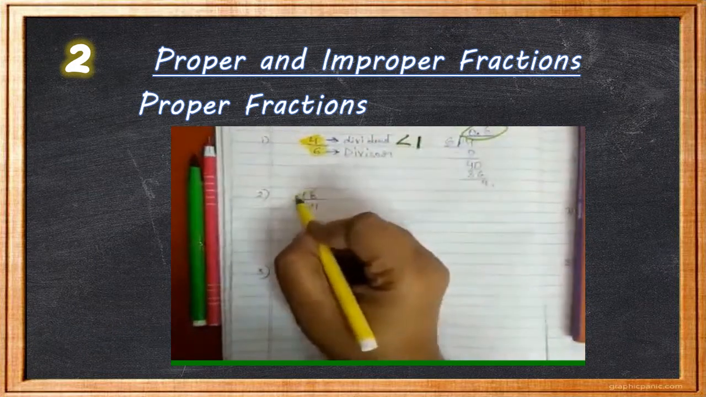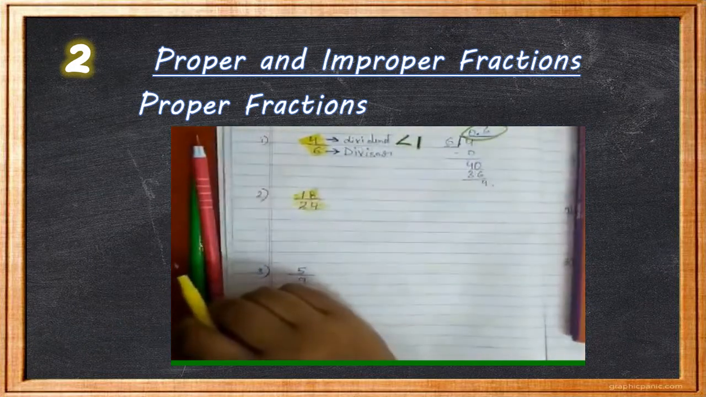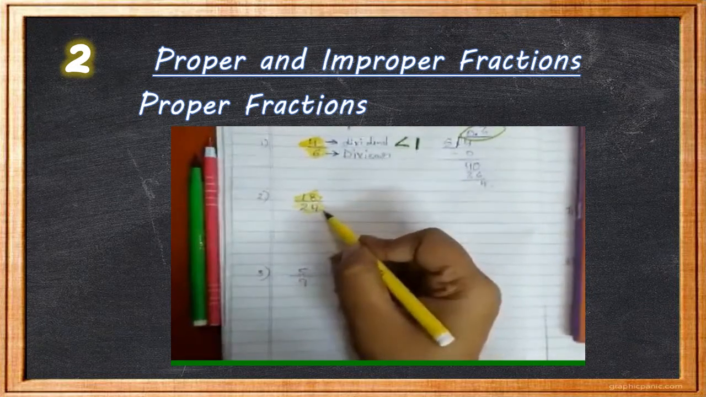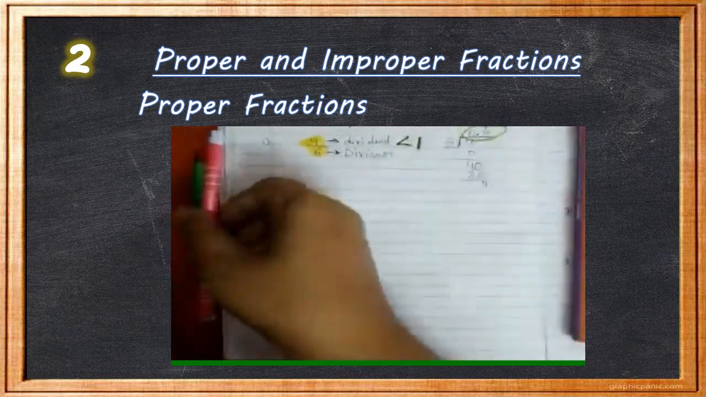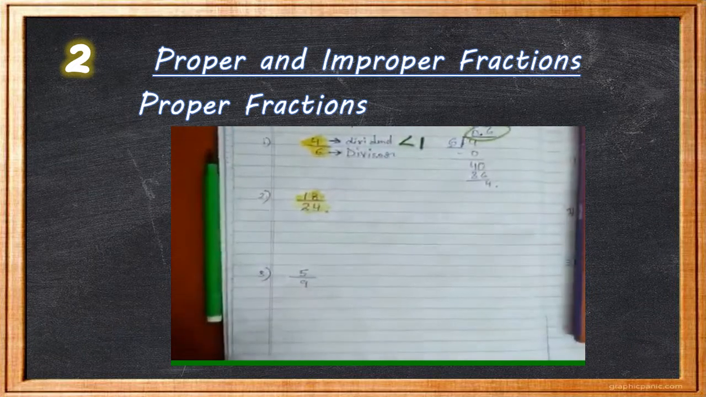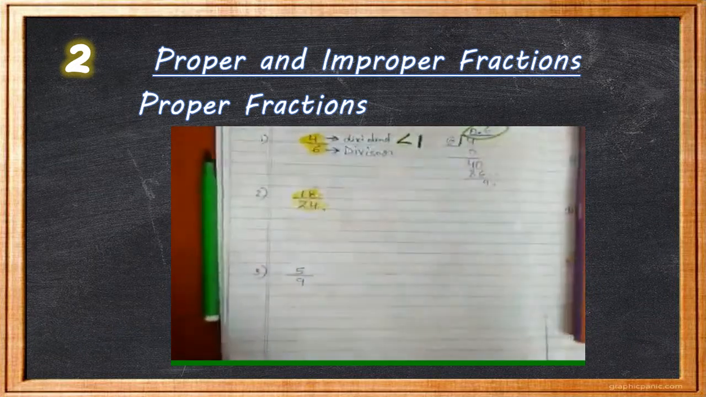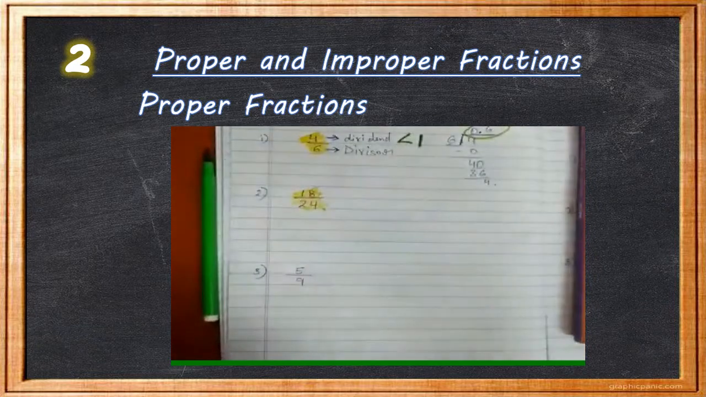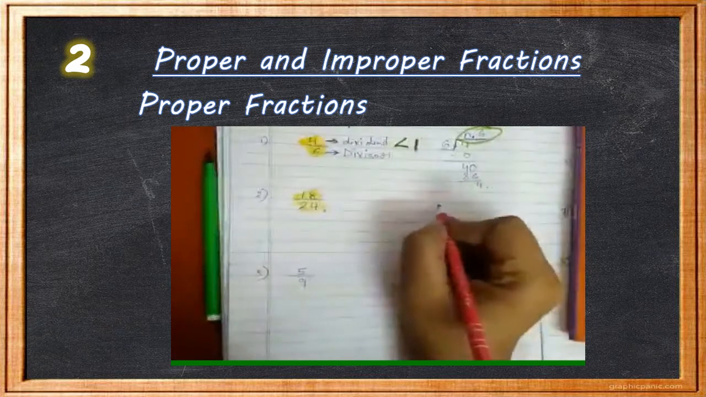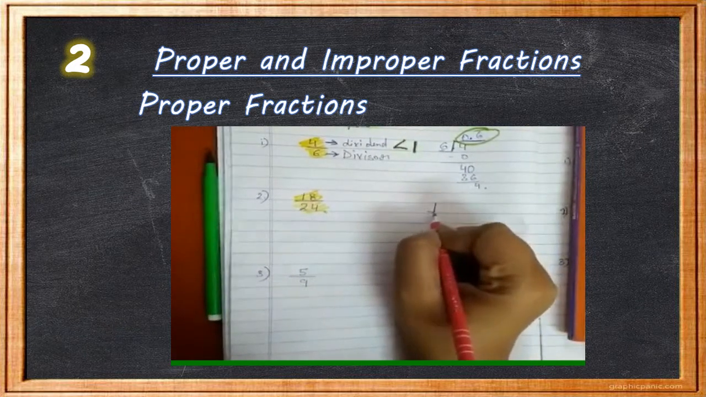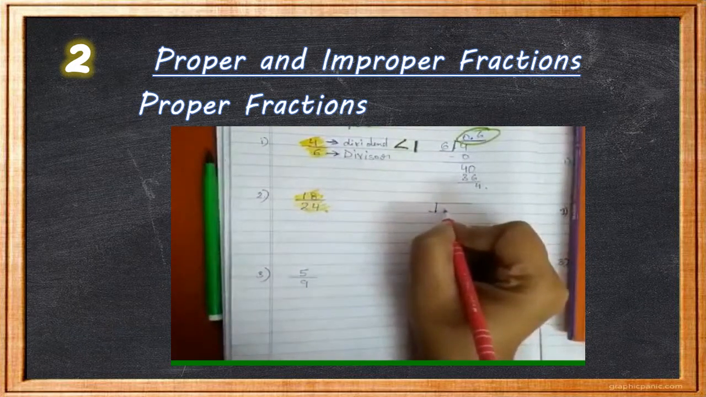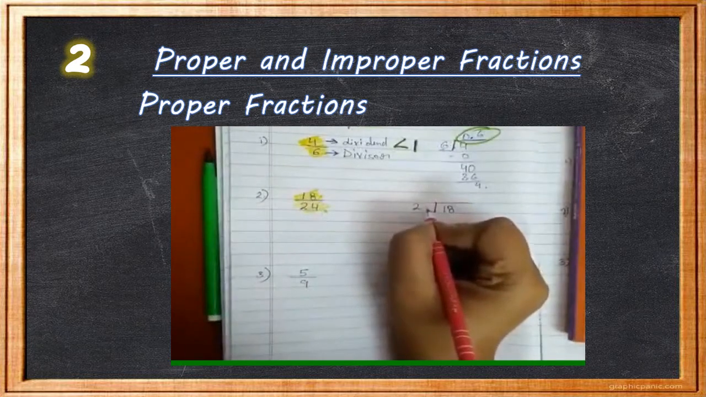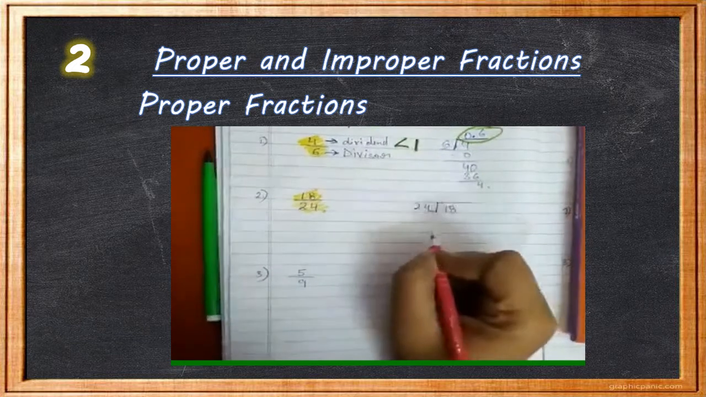See here, 18/24. Yes, again your numerator is smaller than your denominator. Now let's see whether it's smaller than 1 or not. But children, let me tell you, if it is a proper fraction, it will always be less than 1. Now see, for your satisfaction, let's check. 18 is a dividend here because it is the numerator, and 24 is what? Denominator, so it will be the divisor.